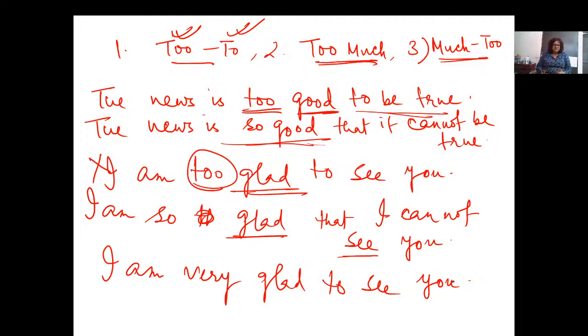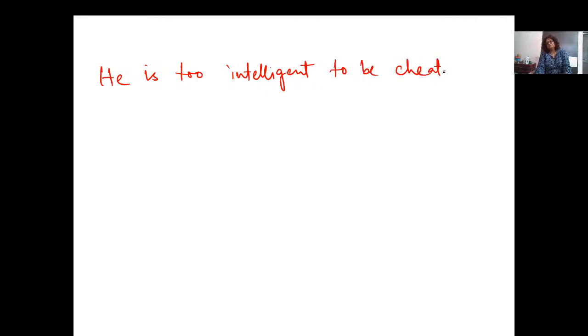But sometimes we have to change these things according to meaning. Suppose one more example. Guys, is this a correct sentence or no? He is too intelligent to be cheated.